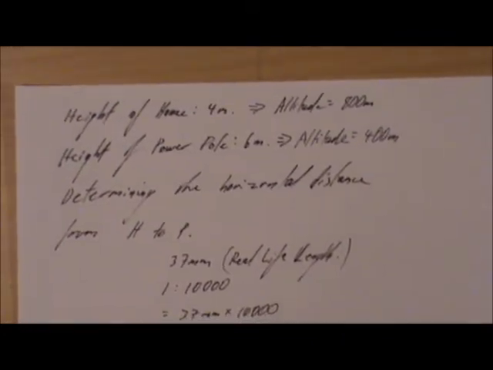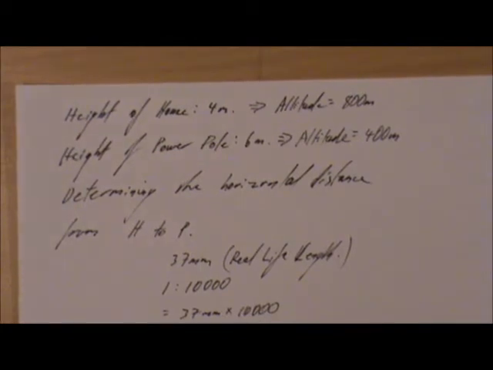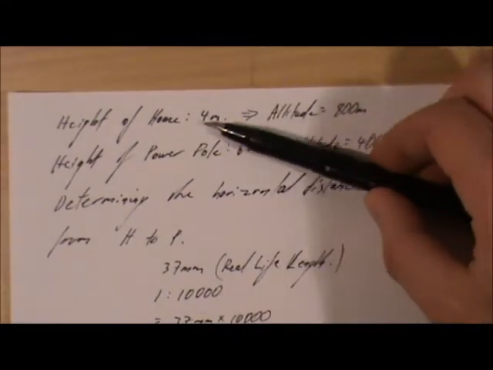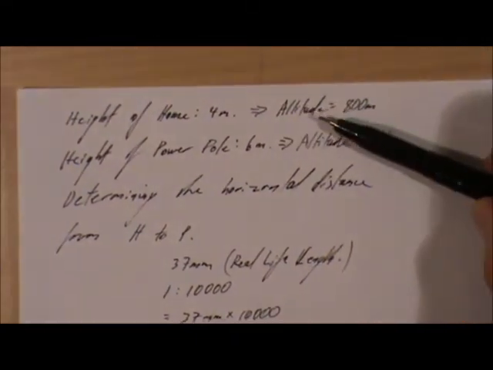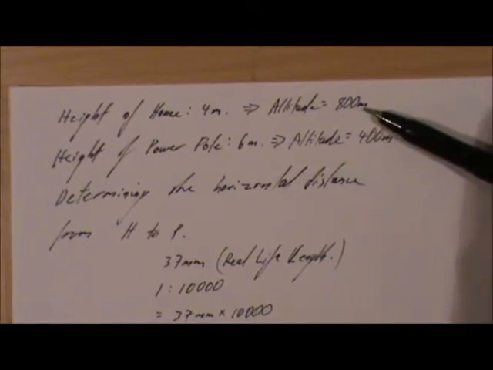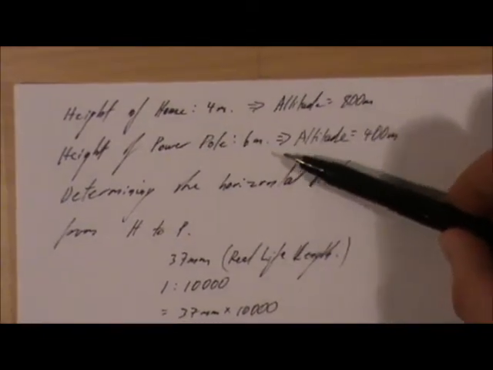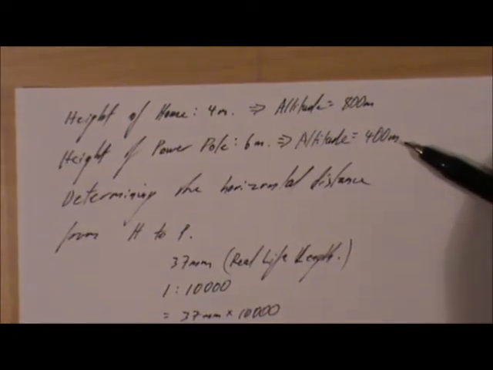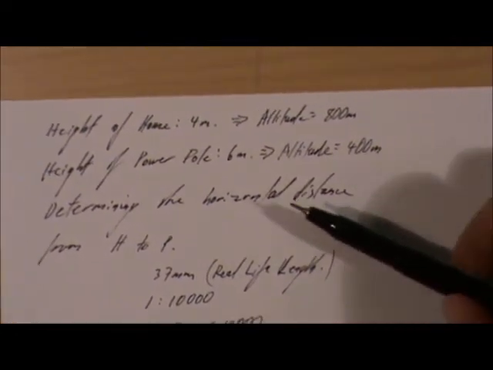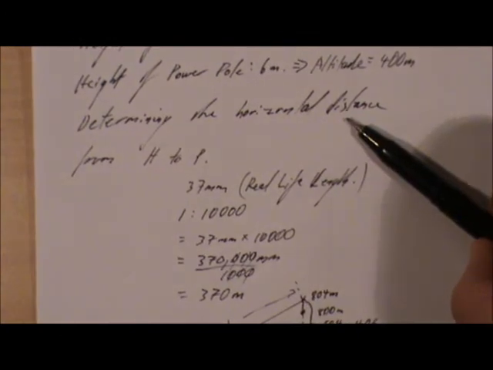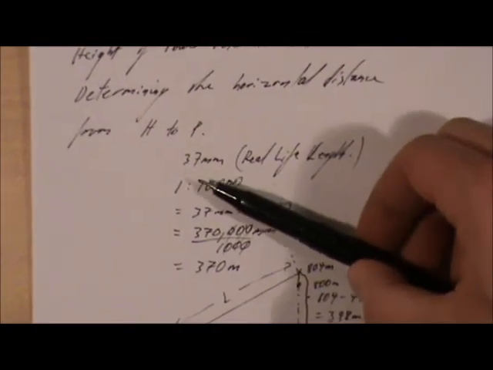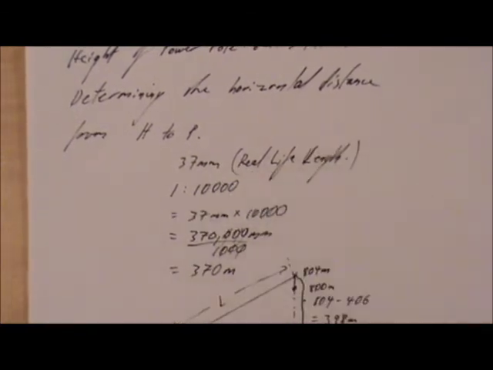Okay, and just before we determined the horizontal distance, we jotted down a few facts. The height of the home is 4 meters, located at an altitude of 800 meters. The height of the power pole is 6 meters, located at an altitude of 400 meters. So in order to determine the horizontal distance from H to P, we measured with our ruler a distance of 37 millimeters.